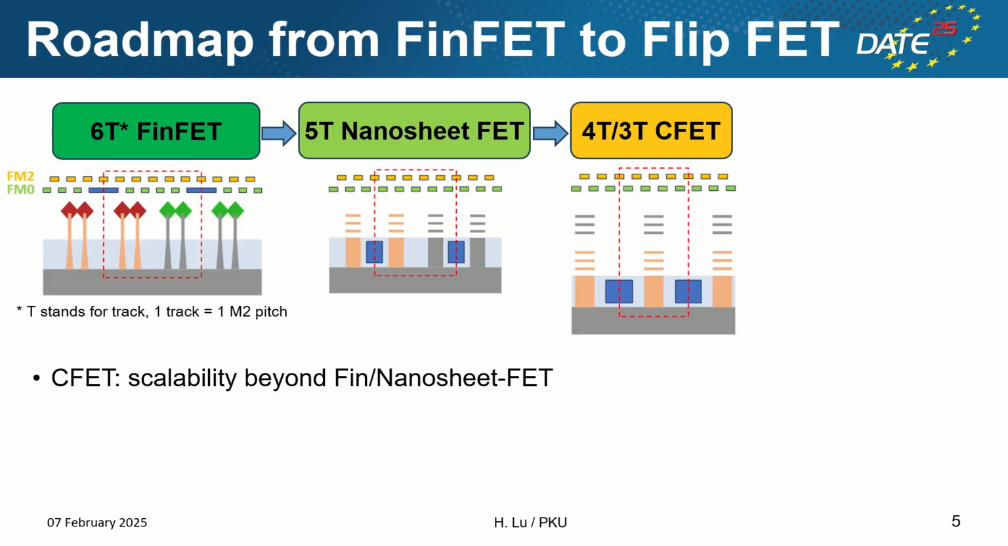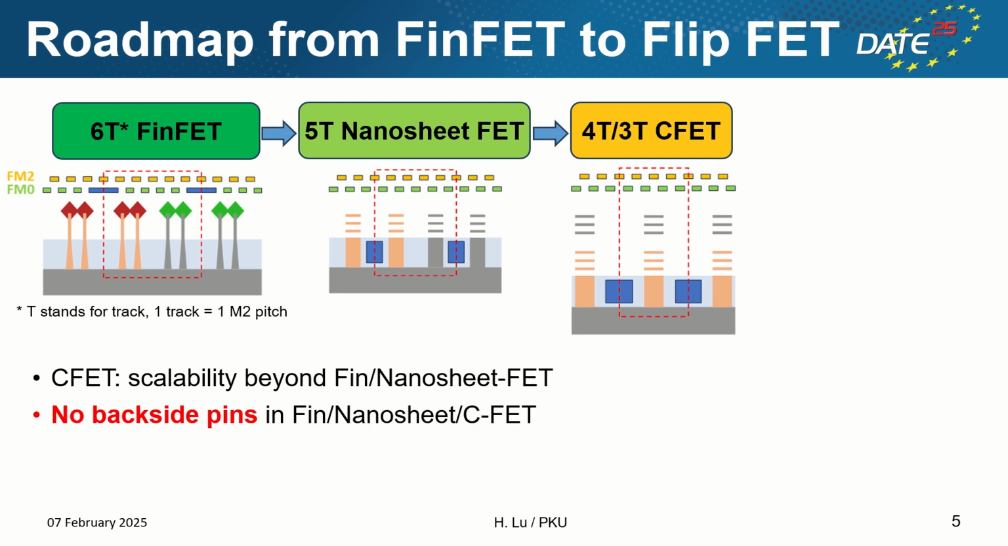The CFET, which features two transistors stacked on each other, both on the wafer front side, could achieve further area scaling beyond the 6-track FinFET or the 5-track nanosheet FET. It has more scaled standard cell designs of 4-track or even 3-track height.